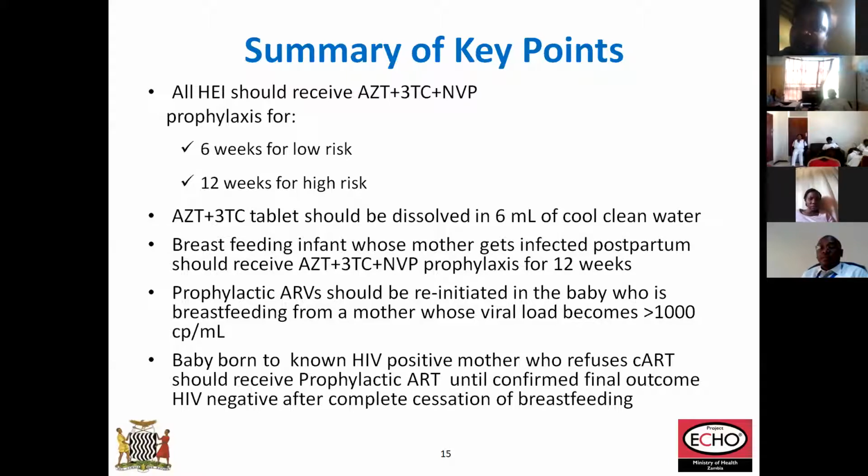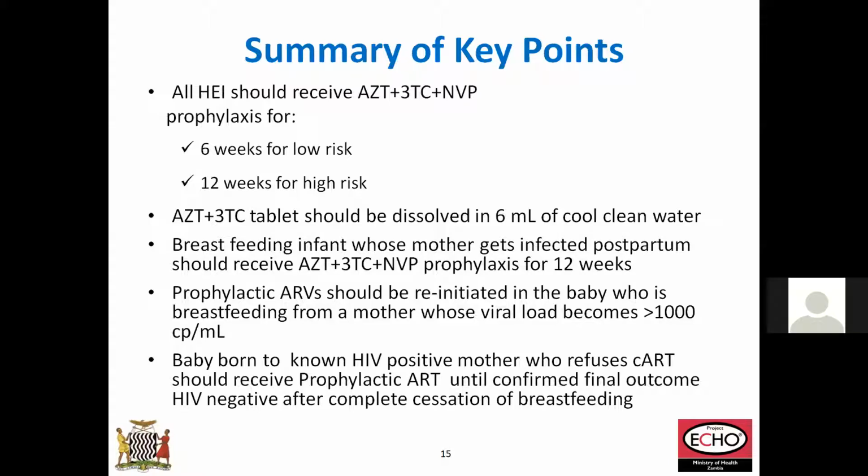The fourth point is that prophylactic ARV should be initiated in the baby who is breastfeeding from a mother whose viral load becomes more than 1,000 copies per ml. Okay, this is the baby whose mother was suppressed or was on treatment. When you do a viral load, suddenly the viral load is more than 1,000 copies. While they are figuring out what to do with the mother, we should really initiate prophylaxis. Otherwise, chances of transmission become high.